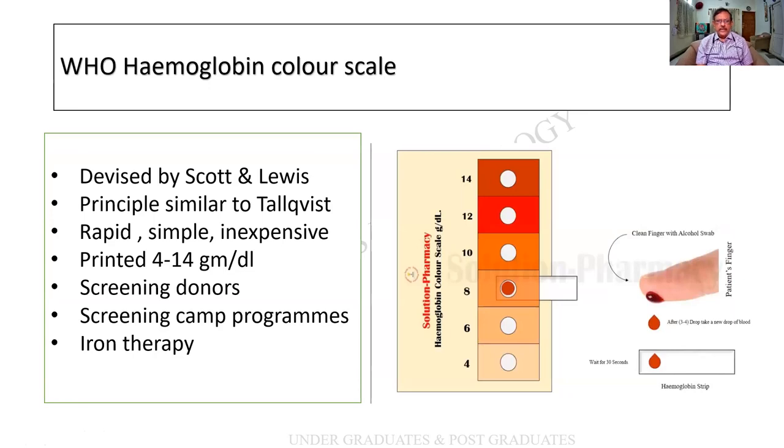WHO, the World Health Organization, chose a similar hemoglobin color scale. And this was devised by Scott and Lewis. The principle is similar to Tallqvist. Again, rapid, simple, inexpensive. On the chart provided, they have got the values from 4 grams to 14 grams. It is useful for the screening of donors in camps and for patients who are subject to iron therapy. So this is a finger prick, put it on the filter paper provided, directly compare it, and you get the value.